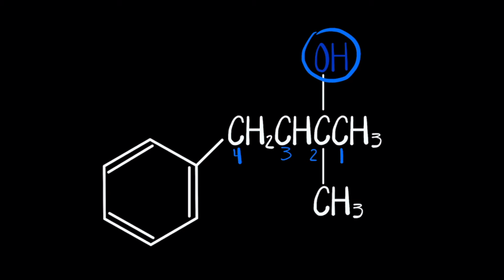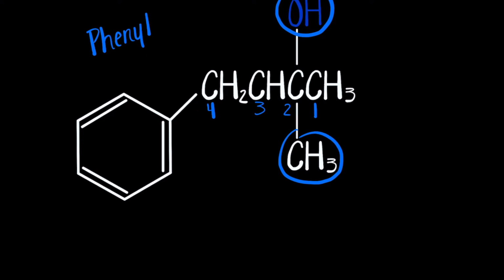So we have a phenyl. That's just benzene as a substituent. Phenyl with a P. We have a methyl on the second carbon and an alcohol also on the second carbon.